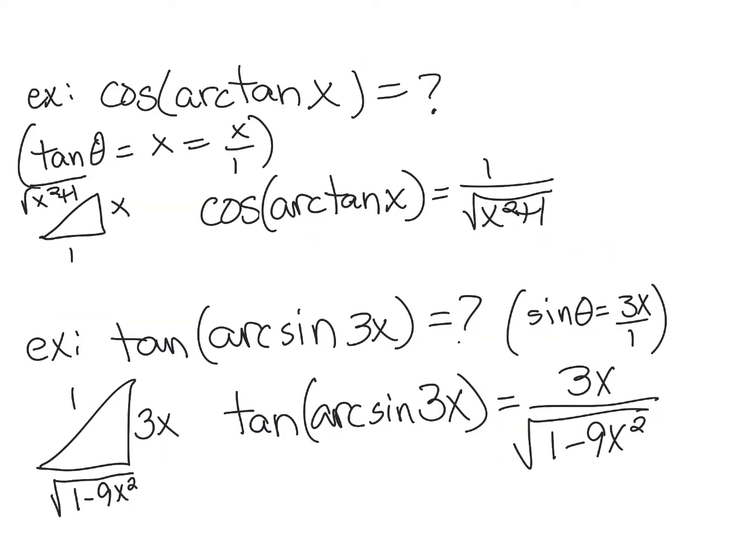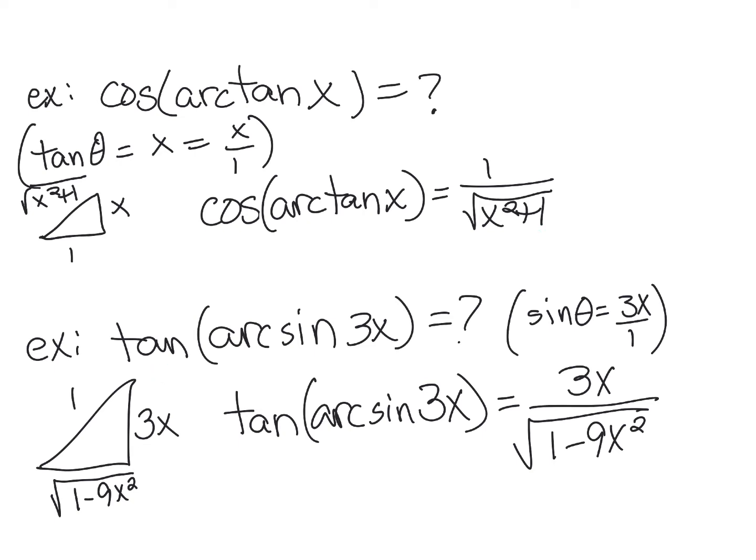Some more examples that should be reviewed. If I take the cosine of the angle at which the tangent equals x, well, tangent is opposite over adjacent, and plain old x is x over 1, right? The Pythagorean theorem says that the hypotenuse will be the square root of the sum of the squares of the other two sides. Now to find the cosine of that angle, cosine is adjacent over hypotenuse, and boom, we're done.